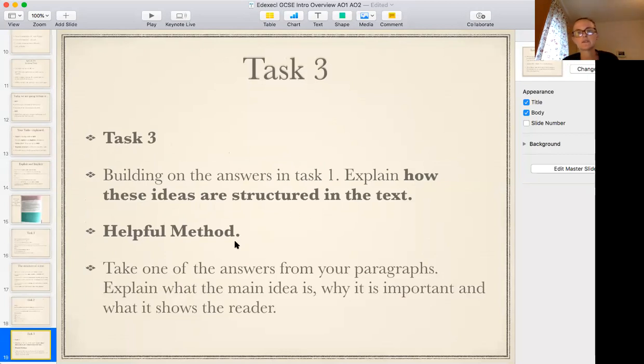So a method for doing this is by taking the answers from your paragraphs: who is in the text, the I, what is happening, the emotions, and what stands out. The time is passing quickly, and they seem to have gone through a transformation. If you take the answers from your paragraphs and explain what the main idea is, why it is important, and what it shows the reader. We're now going to do that. So we're going to take our answers from task 1, and we're going to explain what it shows the reader.